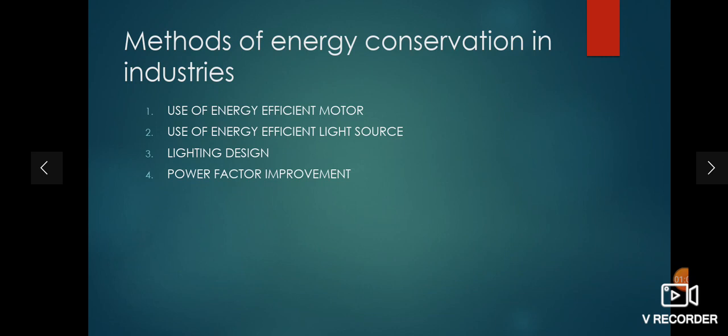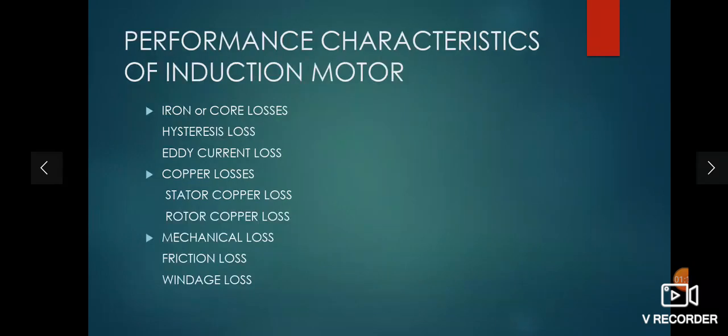So mostly industries are employing the three-phase induction motor. In an induction motor various losses occur, and due to those losses efficiency decreases. As we know, efficiency is the ratio of output to input power. Now what is the output power? Output power is the input minus losses. If the losses are more, then the output is less and your efficiency is reduced.